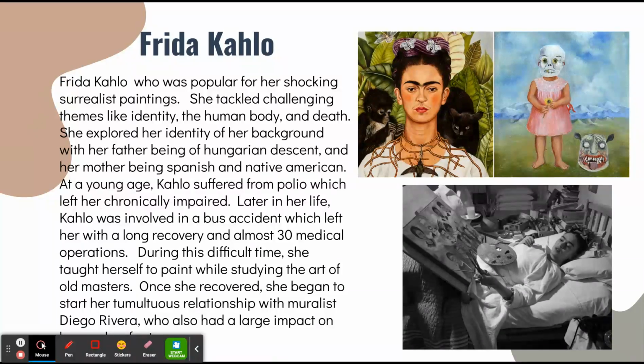From a young age, Frida Kahlo suffered from polio, which left her chronically impaired. And then later in her life, she was also involved in a bus accident, which left her with a long recovery and almost 30 medical operations. During this time is when she found her love for painting and her love for art. So she studied the old masters, and then when she recovered, she began her relationship with Diego Rivera, who was a muralist artist who had a large impact on her art.